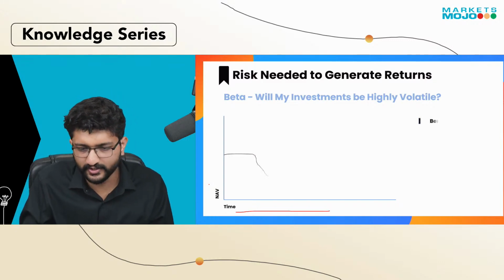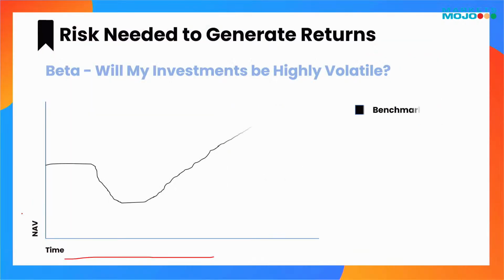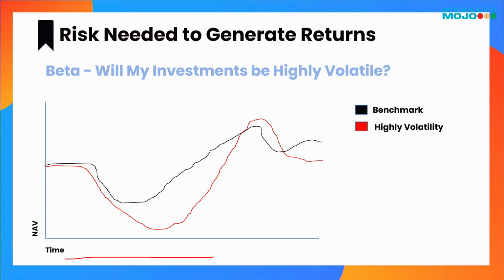Now look at this particular line over here, and we will consider this as the benchmark. You can expect this to be, let's say, Nifty 50 or Sensex. This is the benchmark of that fund, this black line. When we talk about a highly volatile fund, you can see how the chart moves. When the benchmark fell down over here, this particular highly volatile fund fell even more. When the fund went up, it went up higher than the curve, and again when it fell down, it fell down even more.